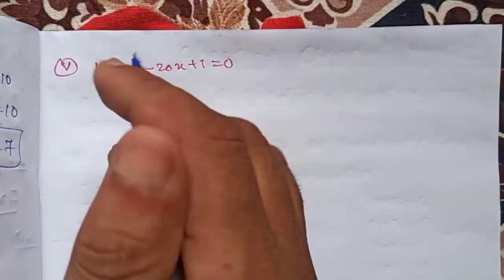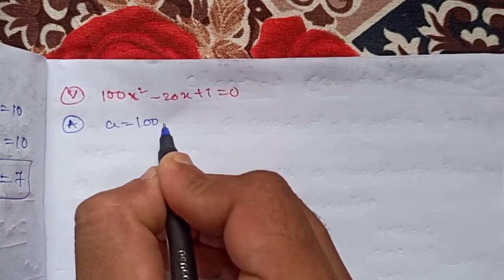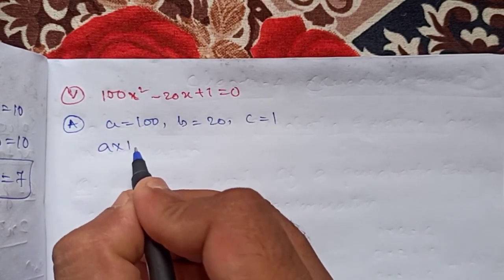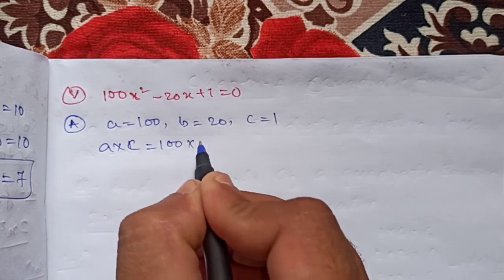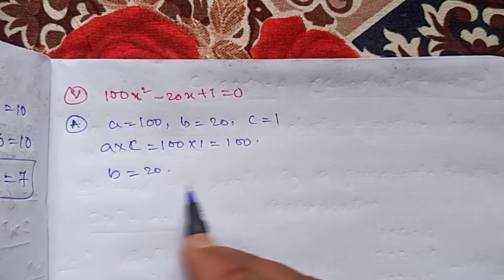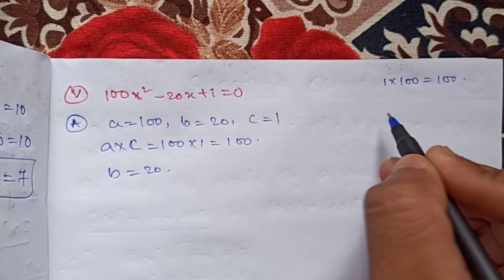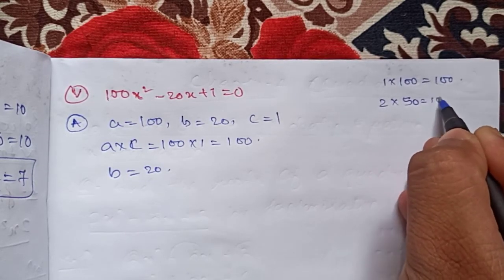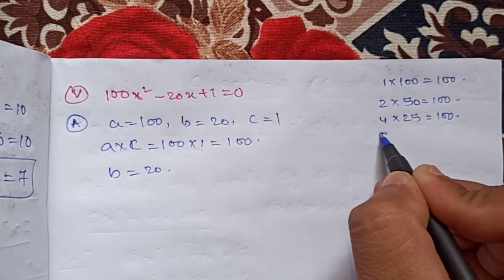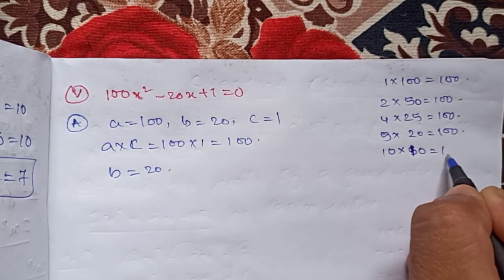In fifth bit it is given 100x square minus 20x plus 1 equals to 0. Okay, so A equals to 100, B equals to 20, C equals to 1. Okay, so first of all we will multiply A into C, that is 100 into 1 is 100, B is 20. Okay, so we will check 100 comes in which all the table. 1 into 100 is 100, 2 into 50 is 100, 4 25 100, 5 20 100 and 10 tens are 100.